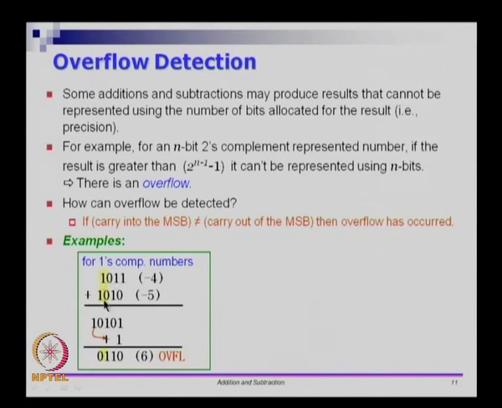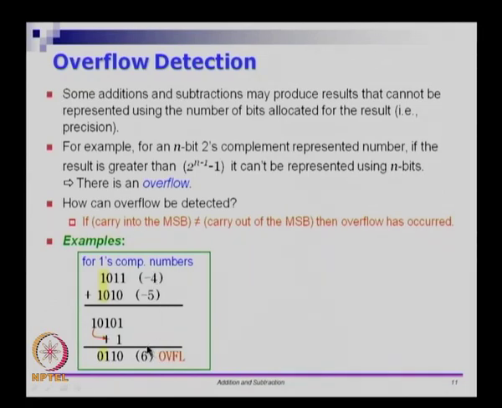So, 1 0 1 1 added to 1 0 1 0. If I just add these two numbers, that gives me this 5 digit value. You take the 1, add it around, this is the end carry, and that gives you 0 1 1 0. So, if I directly interpret 0 1 1 0 in 1's complement form, it is positive 6, whereas minus 4 plus minus 5 is actually negative 9.